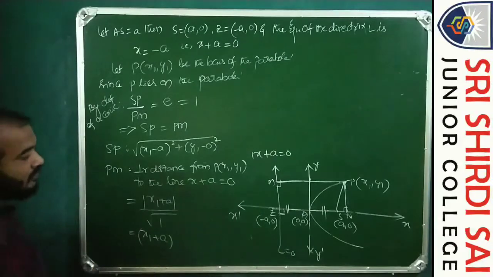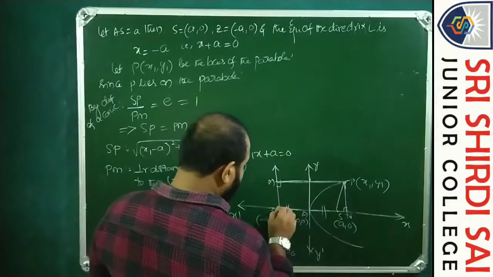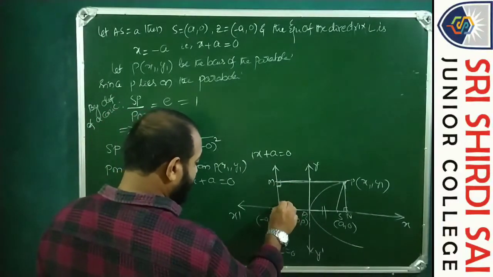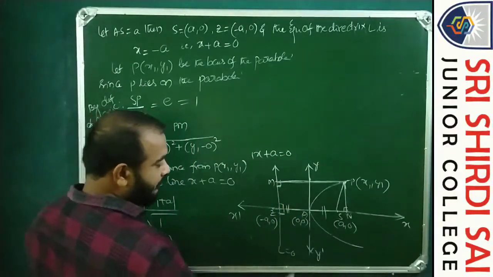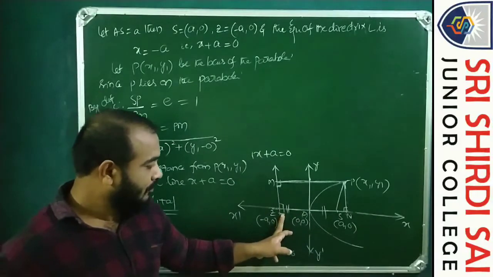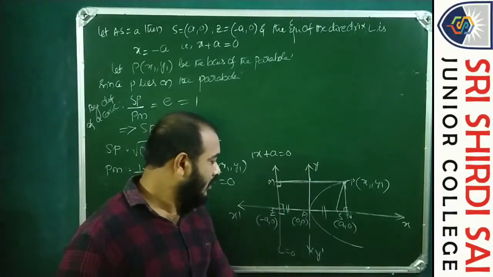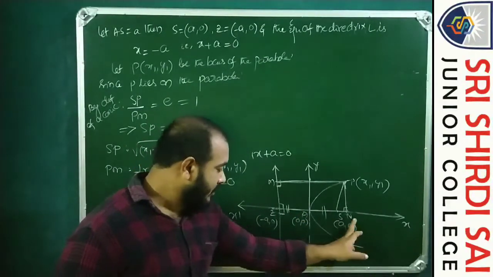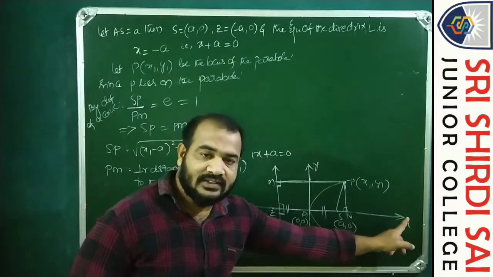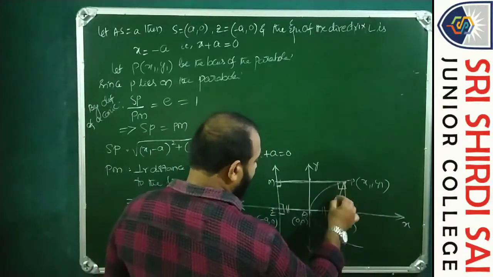And PM is equal to how much? PM is equal to this NZ. Why? Because this is a perpendicular and this is also 90 degrees. N is the projection, M is the projection and Z is the projection. M is the projection of P on L equals 0, Z is the projection of S on L equals 0, and N is the projection of P on SZ, the principal axis. Therefore, this is 90, this is 90, this is 90, so this also should be 90 degrees.